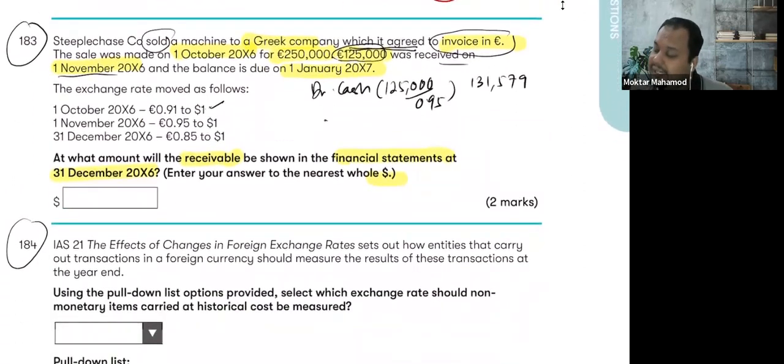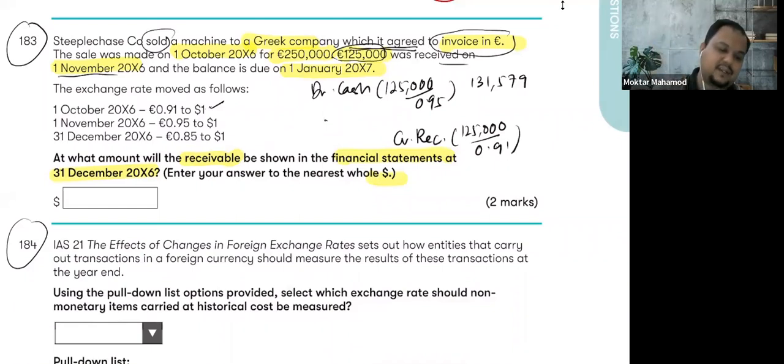Okay, and then when you credit receivable, you're not going to credit the same amount, because previously this 125,000 was closed at 0.91, so you will credit this one. 125,000 divided by 0.91, so 137,363. So you don't have to worry about the nearest whole dollar. Nanti selalunya examiner akan aware lah. Ya, 1 or 2, sebab ada yang ini you kena based on the decimal point tu. Macam biasalah, if it's higher than 5, so you tambah je dah 1.